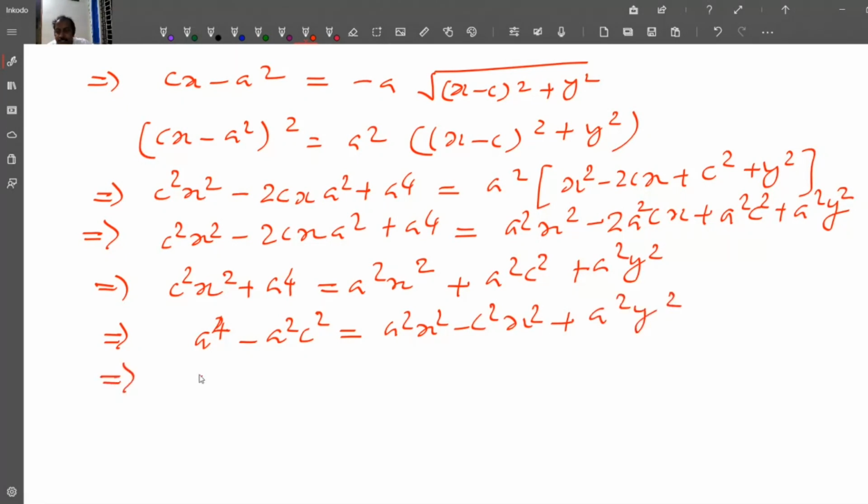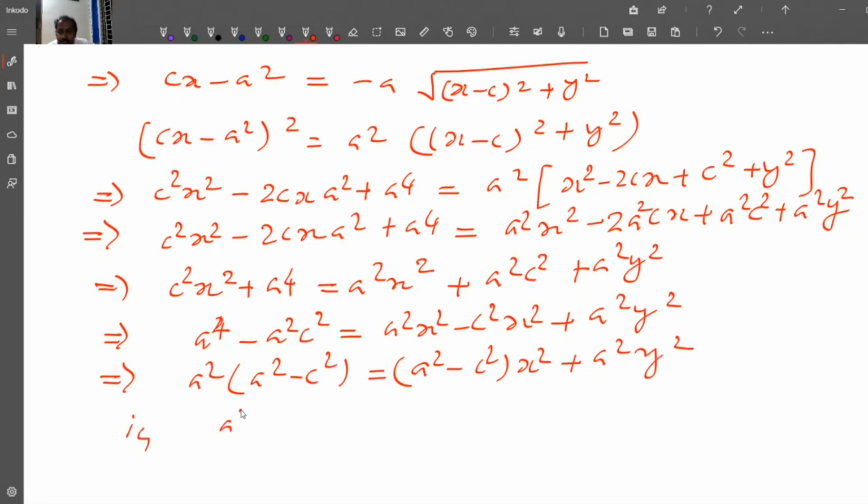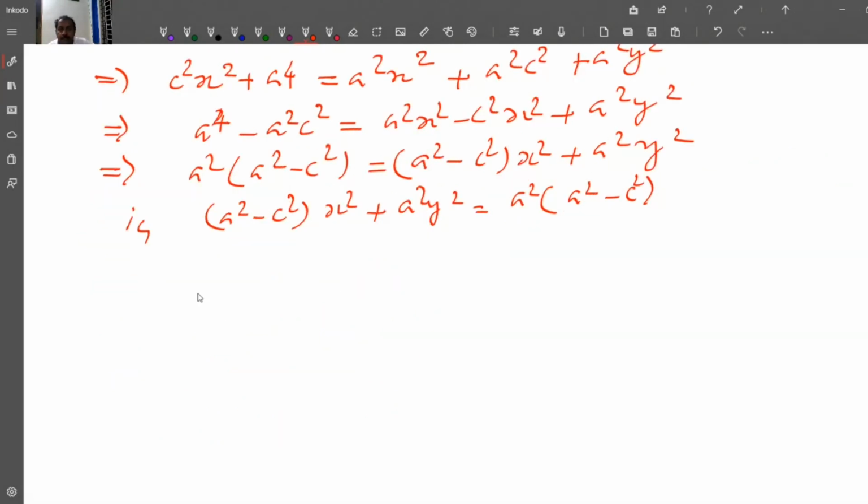So this implies a square into (a square minus c square) is equal to (a square minus c square) into x square plus a square y square. That is, (a square minus c square) into x square plus a square y square is equal to a square into (a square minus c square). Now dividing throughout by a square into (a square minus c square), you will get x square by a square plus y square by (a square minus c square) is equal to 1.